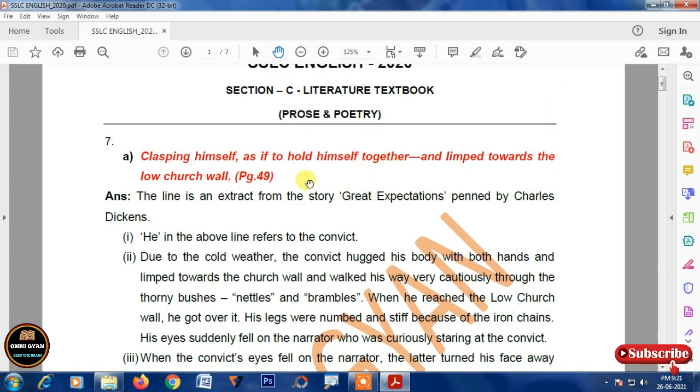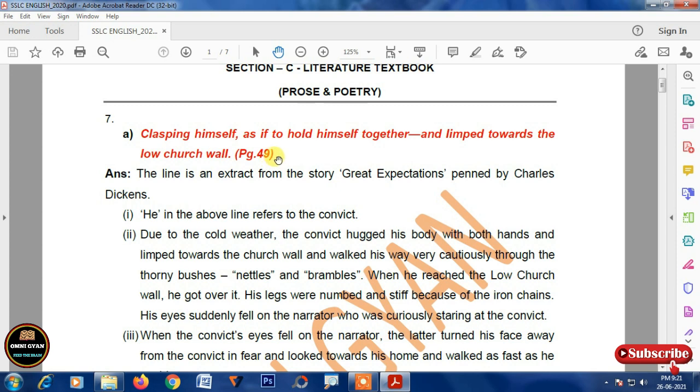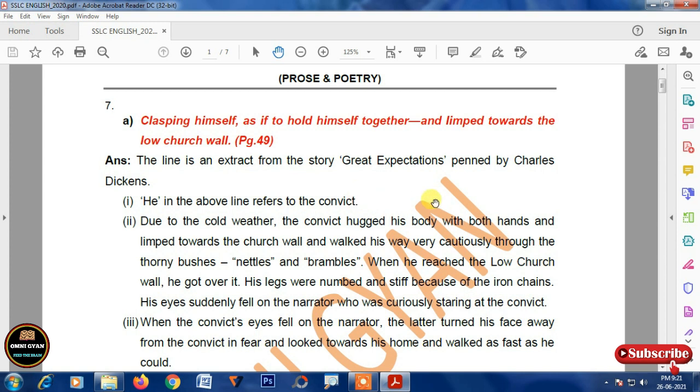This is question number 7 of 2020: "Clasping himself as if to hold himself together and limp towards the low church wall." This is your line, and you are supposed to explain the line. Now here, remember one thing before you start your answer. Always, before you write your answers, make sure that you write this: the line is an extract from the story Great Expectations, written or penned by Charles Dickens. Make sure you first write this and then write the rest.